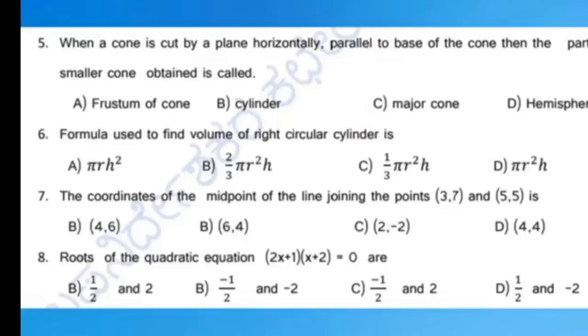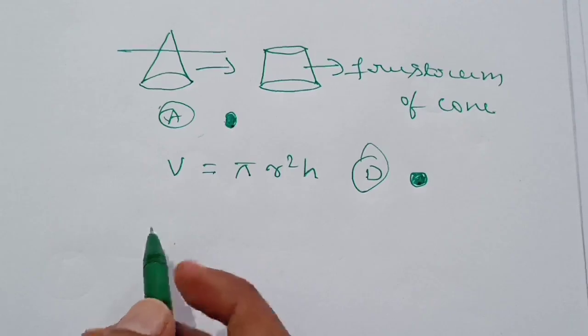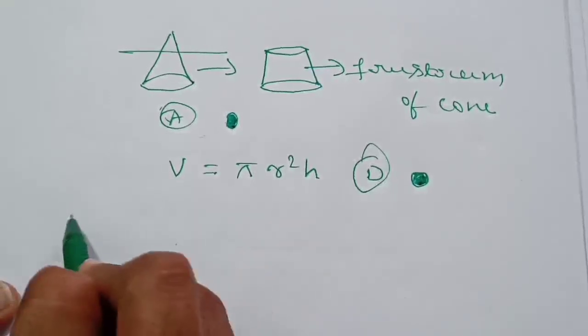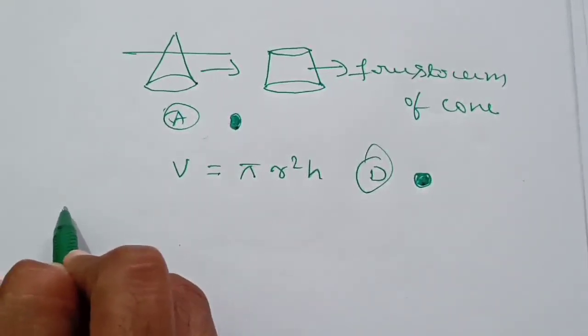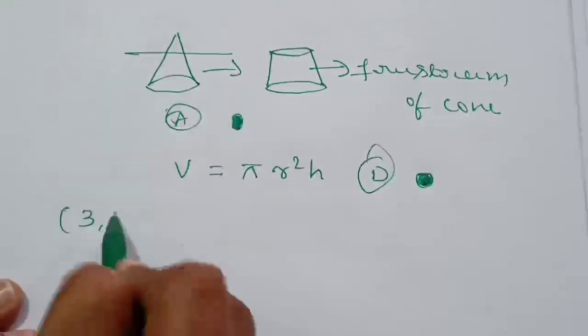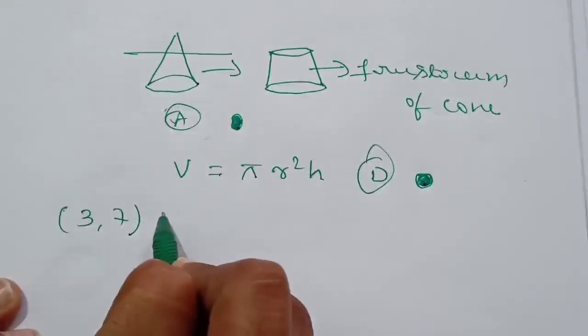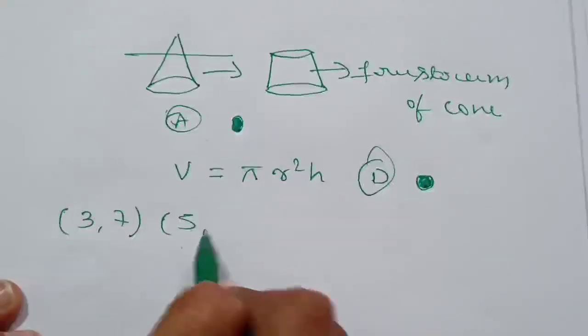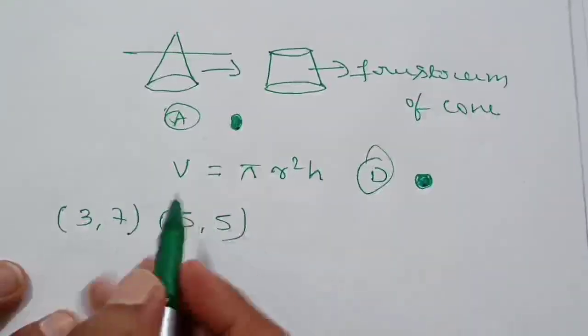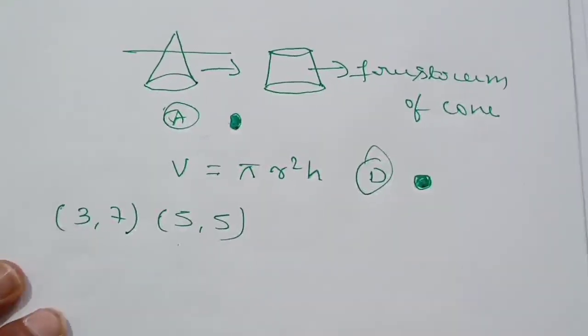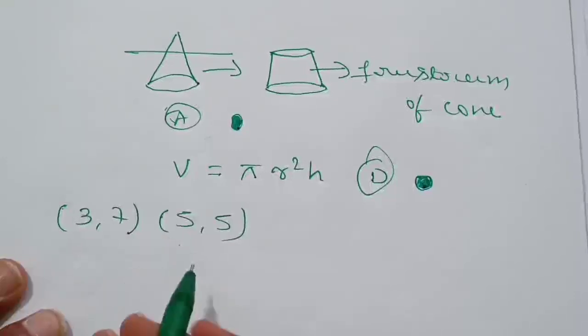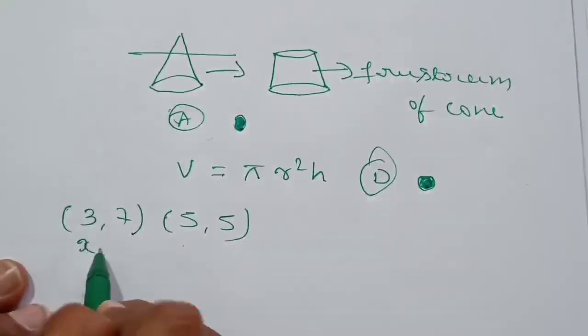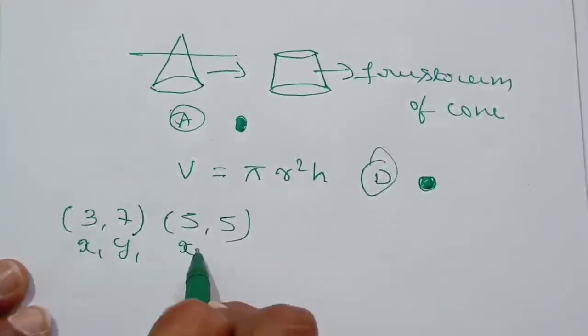Now, the coordinates of the midpoint of the line joining the points (3, 7) and (5, 5) is. You need to find the midpoint of the line joining points. Let me write the points first. The points are 3, 7 and 5, 5. Now how to find the midpoint of this line segment? First you need to call this point x1, y1 and this x2, y2.